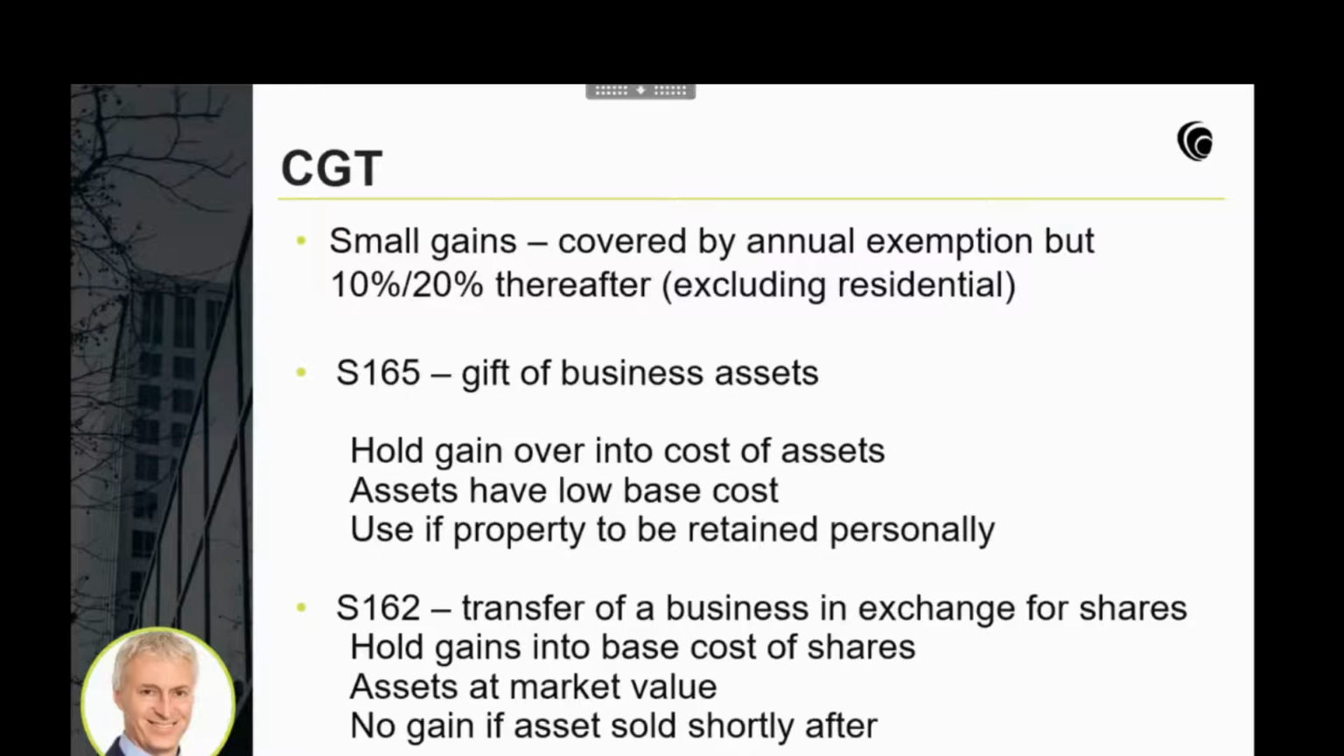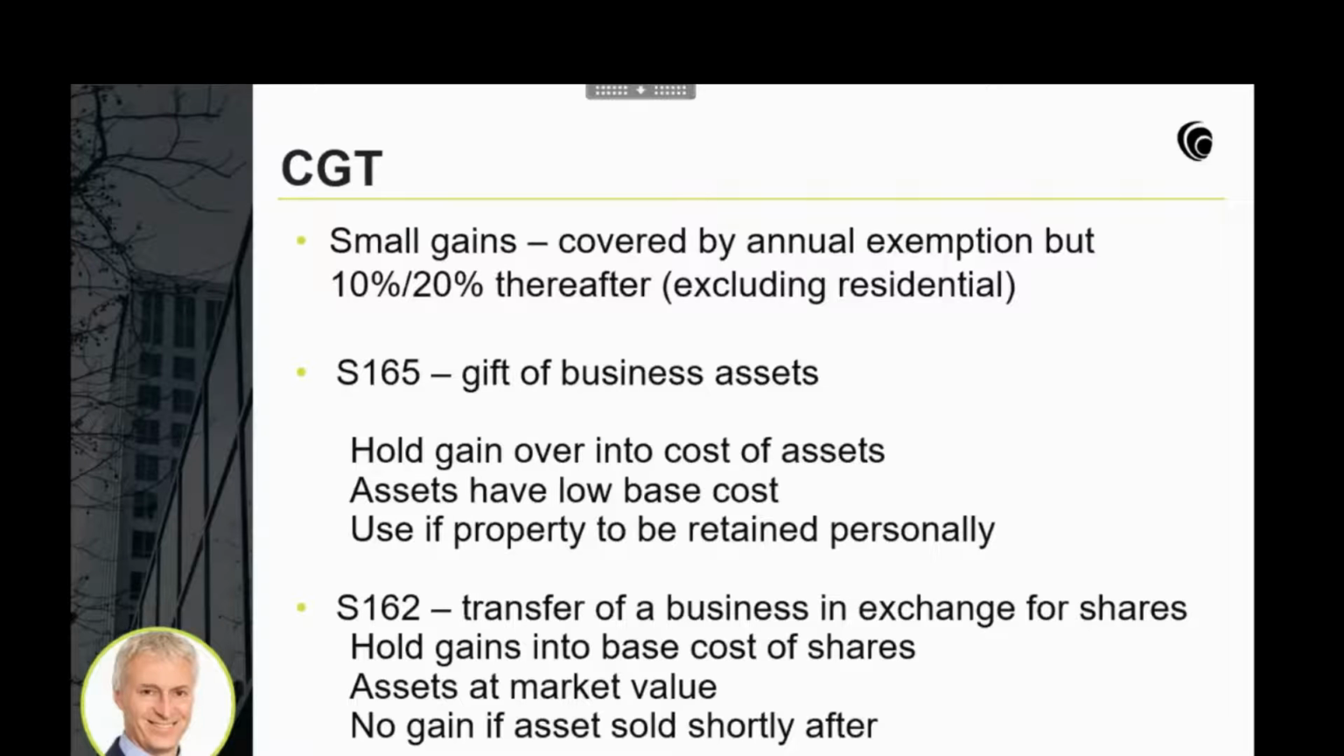If you want to keep certain assets out of the business that you're transferring to the company, then you may have to look at the Section 165 route instead, which operates in a different way. This is, as it says on the slide, gift of business assets. Here you transfer the assets to the company and you claim Section 165 relief on that particular transfer. So, for instance, if you transferred a property to the company with a large gain in it, the company would take that property not at the current market value as under the Section 162 route, but at your original base cost. And then any gain would be taxed on the company when and if it disposed of it.